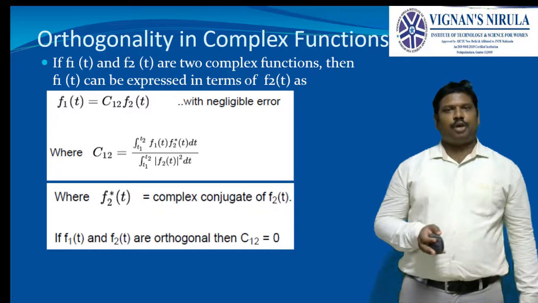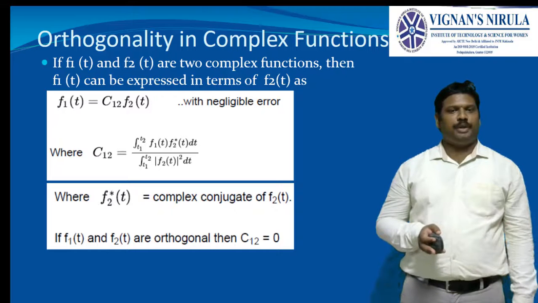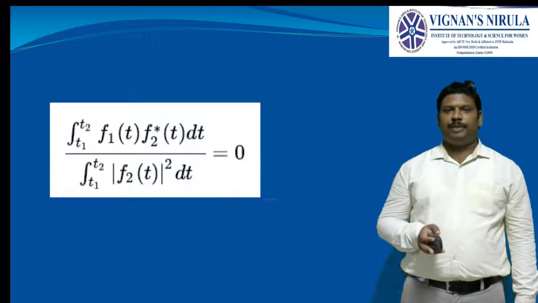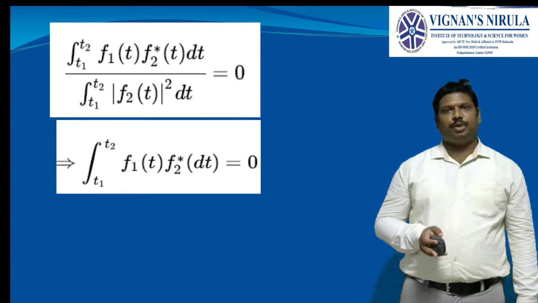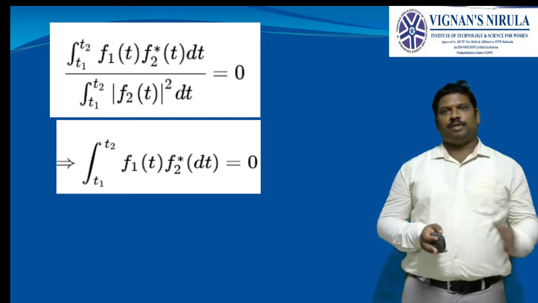And while considering the orthogonality condition, that is, c12 will be equal to 0, then f1 of t and f2 of t will be orthogonal, which is given by the integral of t1 to t2 f1 of t f2 star of t dt.